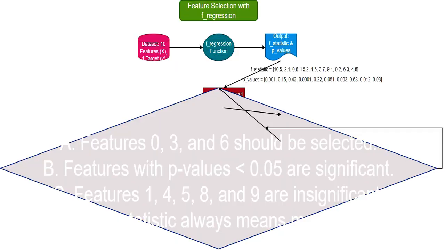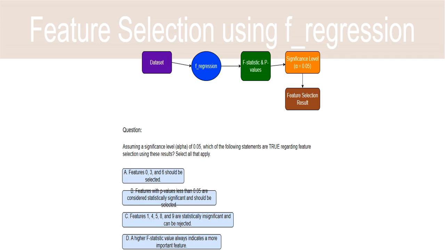These are options for evaluating the feature selection results based on p-values and f-statistics. I am using the f_regression function from scikit-learn, a popular machine learning library in Python, to pick the most important features for my regression model. This is a key step in building a good predictive model because it helps me avoid unnecessary complexity and improve the model's accuracy.